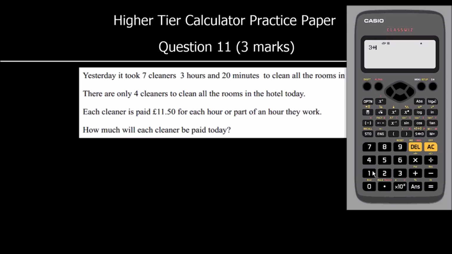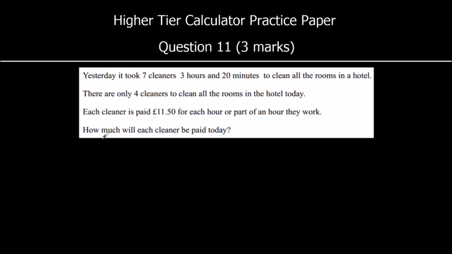So 3 plus 1/3, 3 and a third is 10 thirds. So we've got 7 cleaners, 10 thirds hours, 10 over 3 hours. So times 7, 23.3 recurring hours of work. So 7 times 3 and a third. That's for one cleaner. That's how long it would take one cleaner.